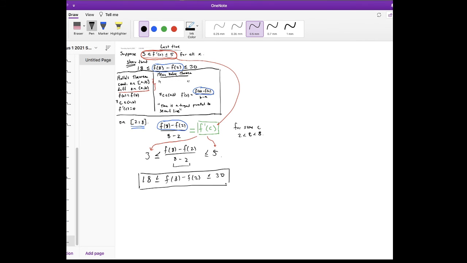Okay, so any questions on that? So just an example of a question about the mean value theorem.